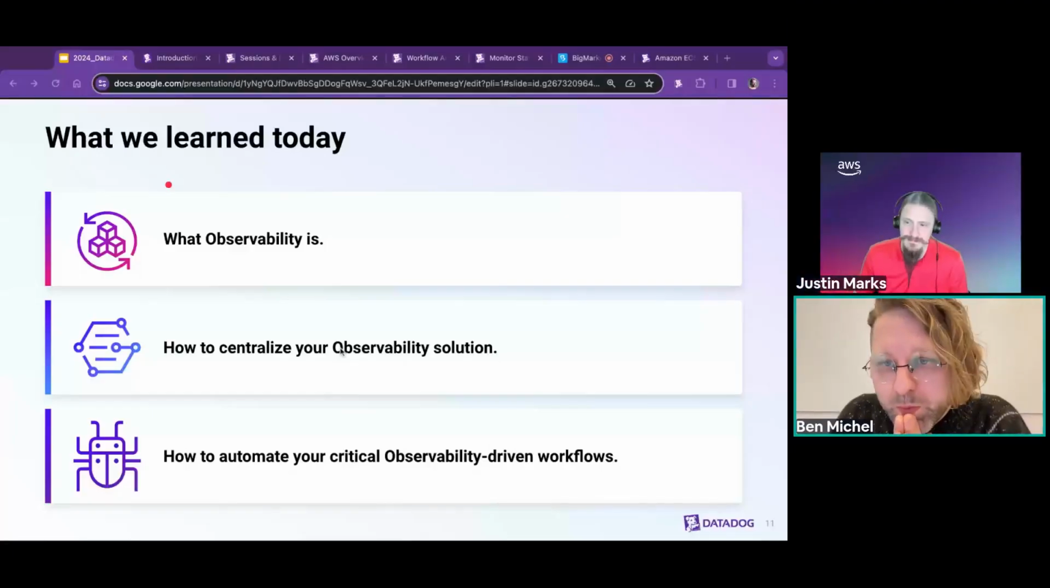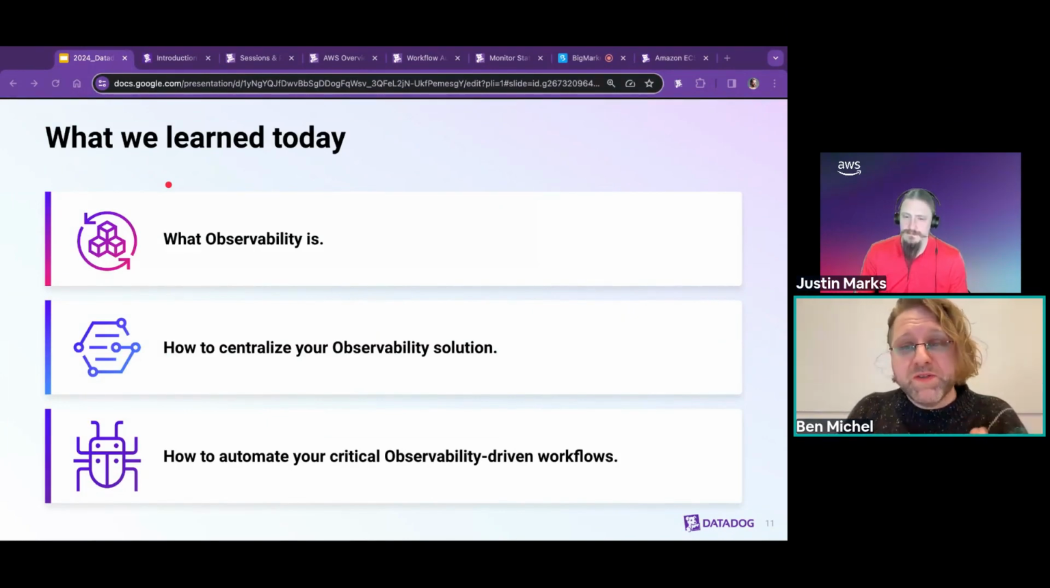I am going to land the plane here, though. So today we learned what observability is, why it's a crucial aspect of the modern development workflow, and we learned how to centralize our observability solution such that we can get the most out of the telemetry data that we're generating. And finally, I wasn't able to get through the whole thing, but I was able to show you how we can set up monitoring for AWS deployments, as well as automated workflows that take care of any of the major performance or UX health issues that might occur or come up.